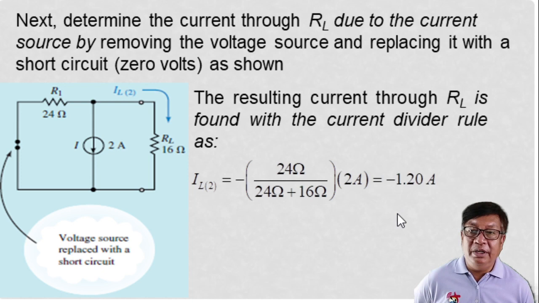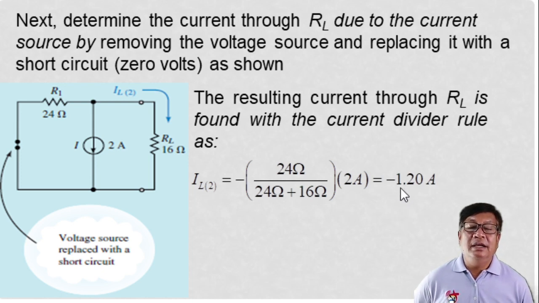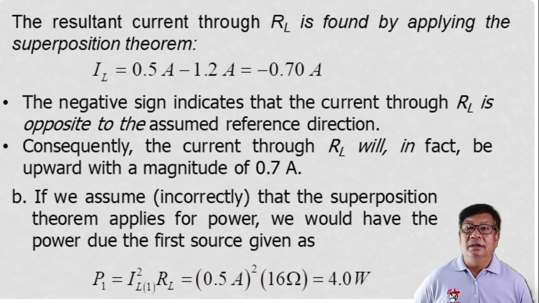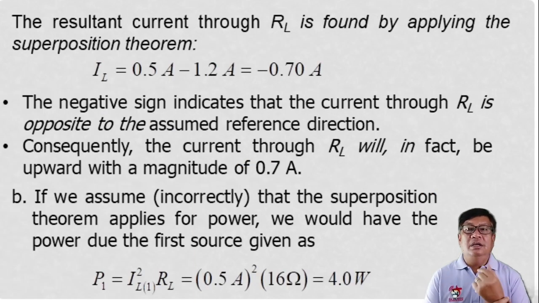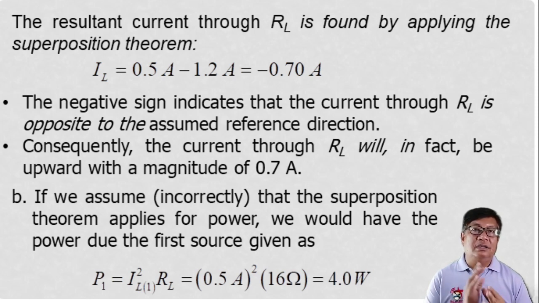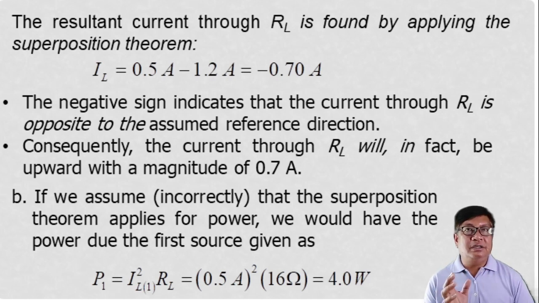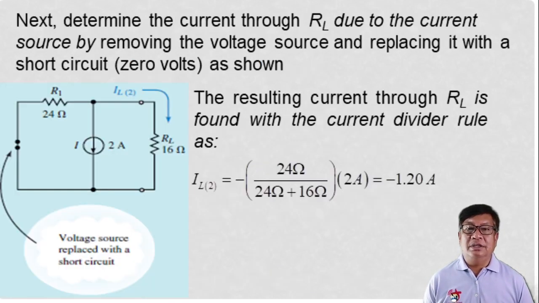So what will be the result if you simplify this? That is equal to minus 1.2 amperes. But anyway, don't worry about that minus sign, because it will just tell us the direction of the current. So what is now the resultant current? Therefore, we have two currents, I sub L1 and I sub L2. I sub L1 is using the voltage source, and I sub L2, the load current, is using the current source.